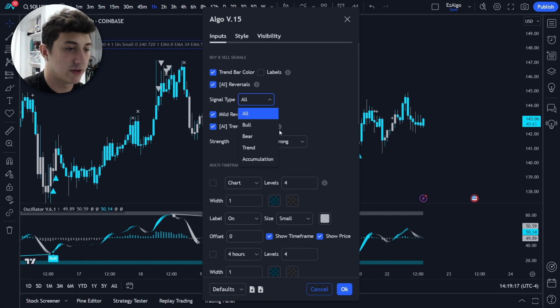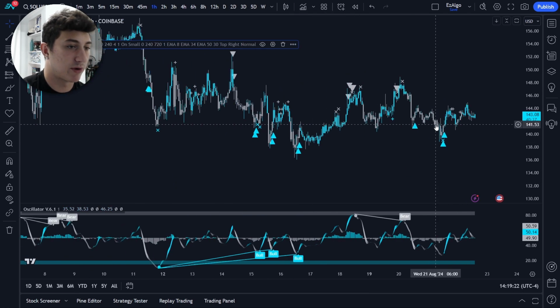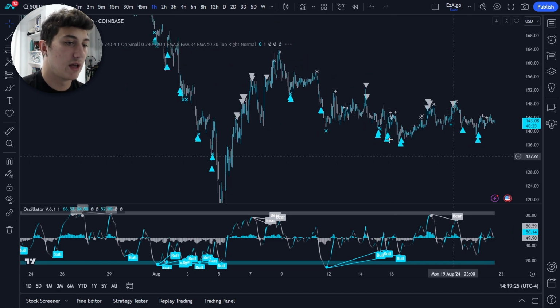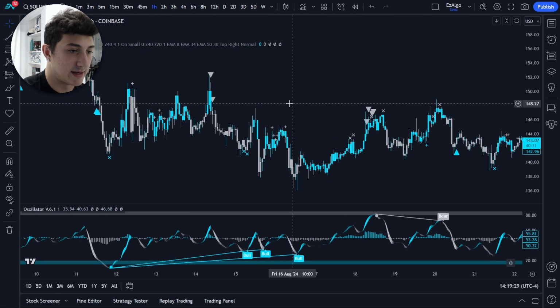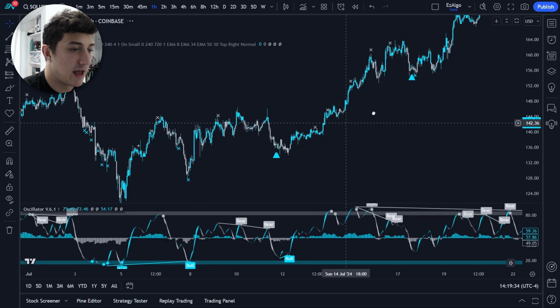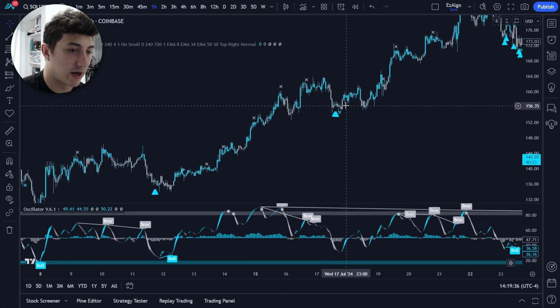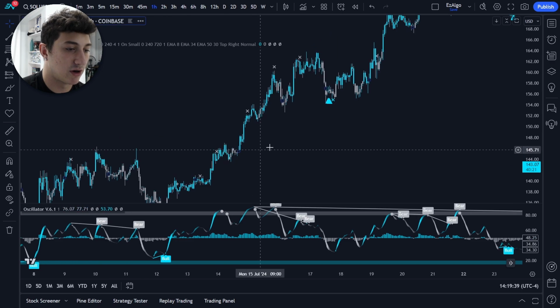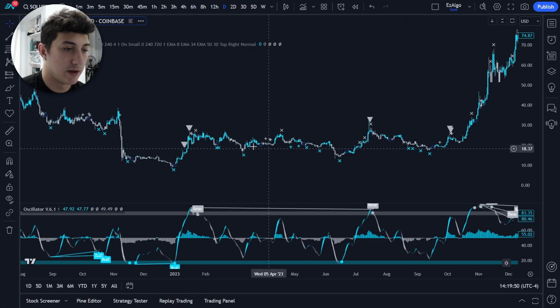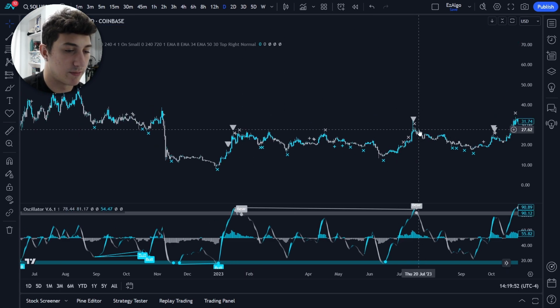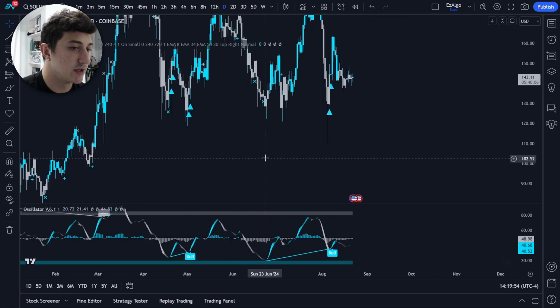We have all signals, bull, bear, trend, and accumulation. So trend is pretty self-explanatory. When price is in an uptrend or a downtrend, it will only flash those bull or bear signals. So as you can see here, we're in a downtrend, so it's flashing those sell signals. If price is in a very clear uptrend, like around here, then you can definitely turn on the trend mode. But for example, when price is in a downtrend here, you're not getting any of the buy signals when price is at the bottom. So you wouldn't want to use trend in that case.